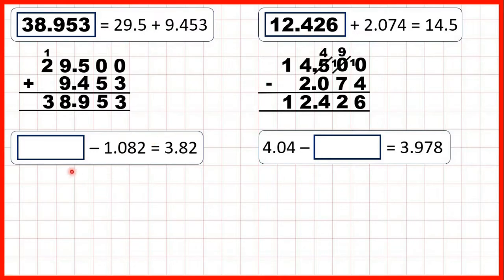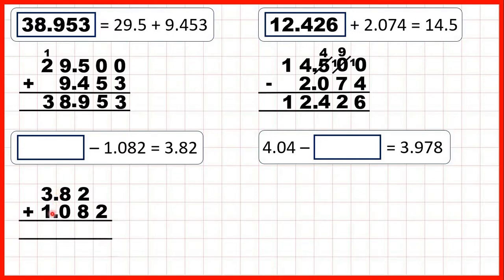So our missing number is 12.426. Now something minus 1.082 equals 3.82. So here it's the first number of the subtraction, or the minuend, that's missing, and when it's the first number of a subtraction problem that's missing, we use the inverse operation, so we use addition to find our missing number, because remember, subtraction problems can be read backwards as addition problems. So we can work out 3.82 plus 1.082 to find our missing number.